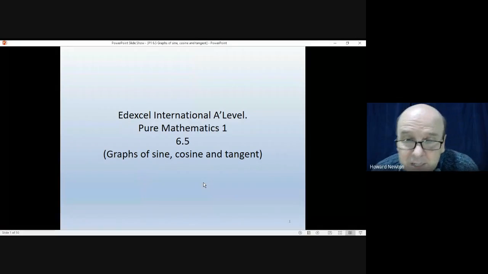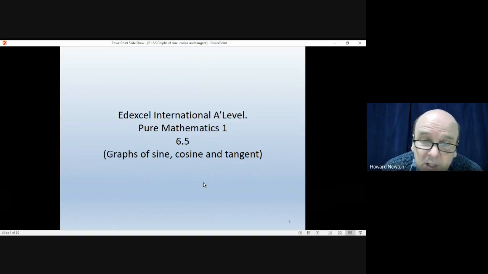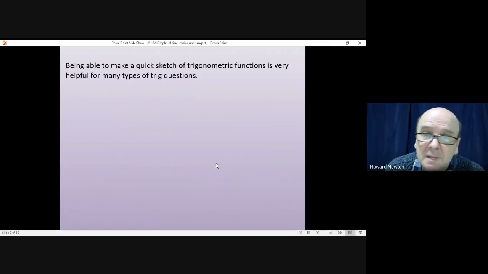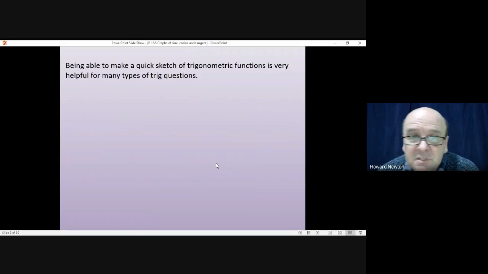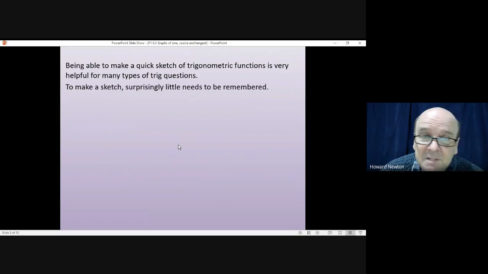Hi there, and welcome to this lesson on Pure Mathematics 1. In this lesson, we'll be looking at how you make quick sketches of the graphs of sine, cosine, and tangent. Being able to make a quick sketch of trigonometric functions is very helpful for many types of trig questions at A level. And to make a sketch, surprisingly little needs to be remembered.